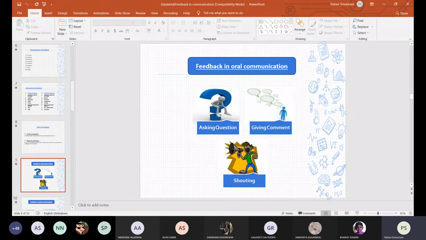So now we are moving to the kinds of, in a way we can say, modes of feedback. When we talk about oral communication, it is always easier to get feedback here. Why? Because most of the time when we discuss oral communication, it is face to face. And when you are in face to face communication, it is easier to give and receive the feedback. This is a known fact. Asking a question, giving a comment, or shouting, these are the examples of how we give feedback in oral communication.